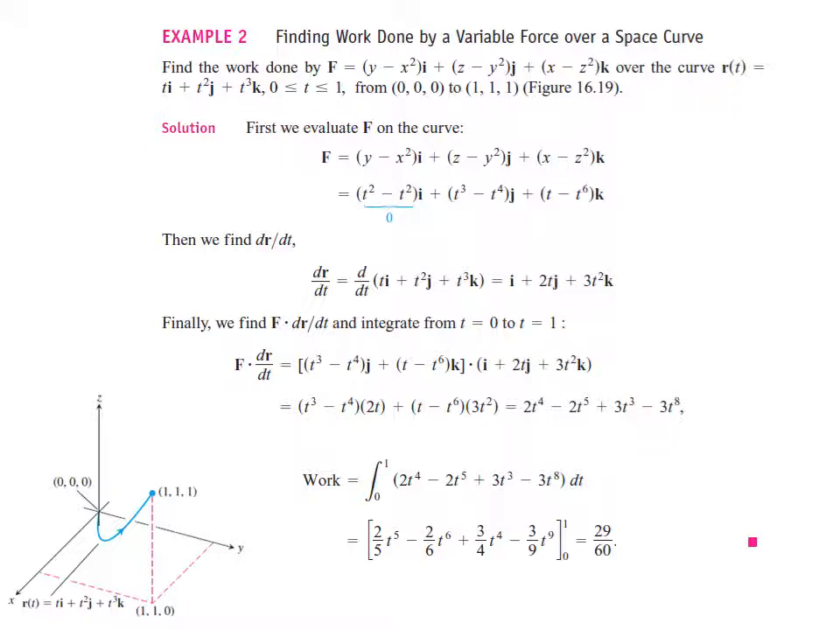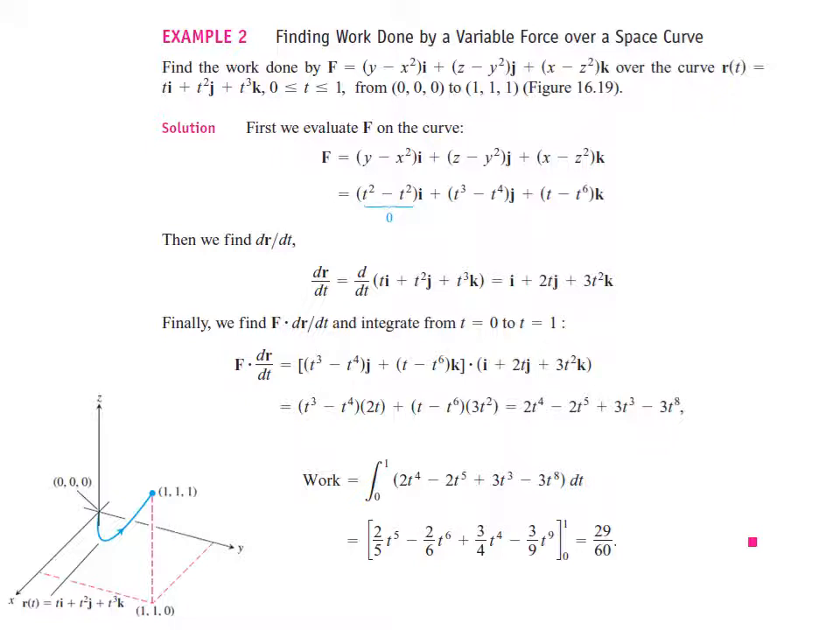Let us move to the k component. The k component is x minus z square of the function F, where x is equal to t and z is equal to t cube. We get t minus t power 6 into k cap. So now we get F in terms of t. Let us find out dr by dt. Differentiating r of t with respect to t, we get, for t, differentiation 1 into i cap, for t square, differentiation 2t into j cap, and for t cube, differentiation 3t square into k cap.